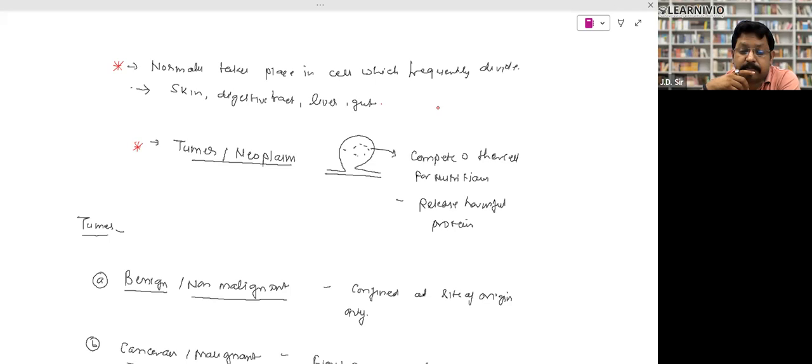These tumor or neoplasm cells compete for nutrition with other cells. That's why a cancerous person becomes weak, because cancer cells take the nutrition and compete for it with the other cells. Second thing, they release a harmful protein which spreads in the blood and causes damage. It damages the body.